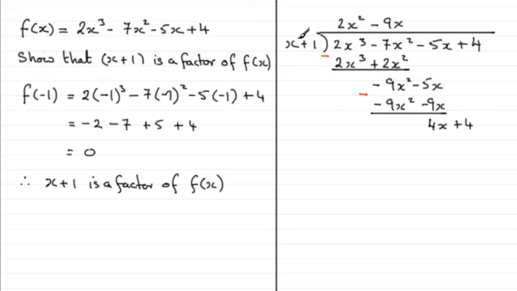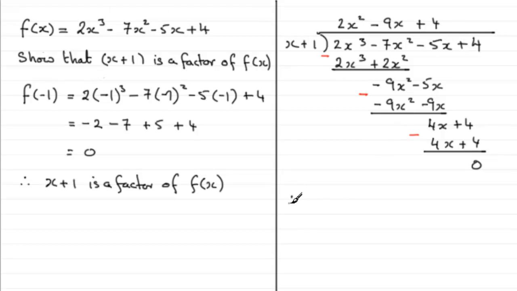What do you multiply x plus 1 by now? Or what do you multiply the x by to give us the 4x? It's going to be simply 4. Put the plus 4 there. 4 times the x plus 1 gives us 4x plus 4. And as expected, when we subtract this, we end up with 0. This would be the remainder. There's no remainder, so x plus 1 goes in exactly. In other words, it's a factor.